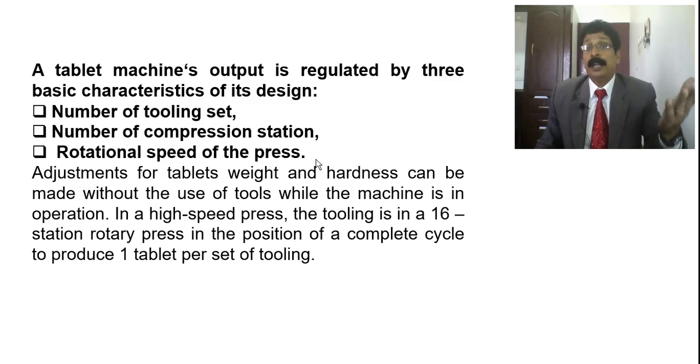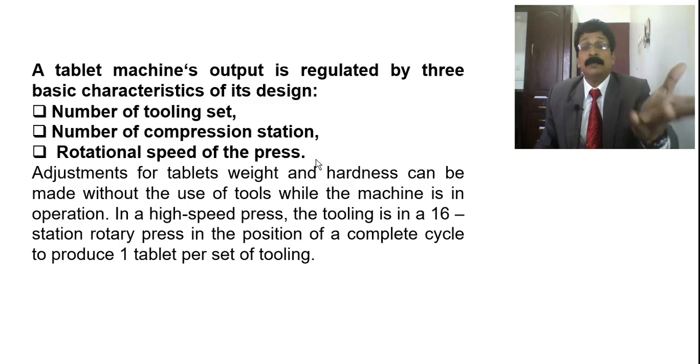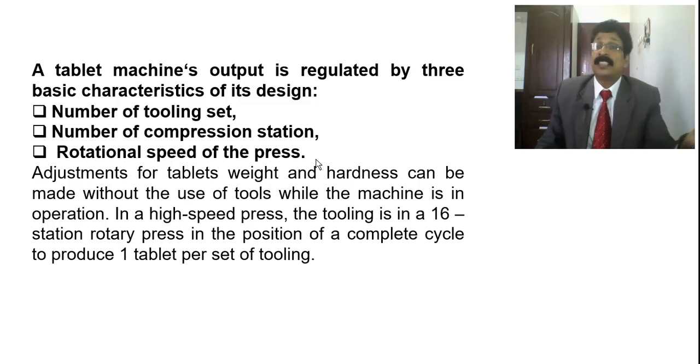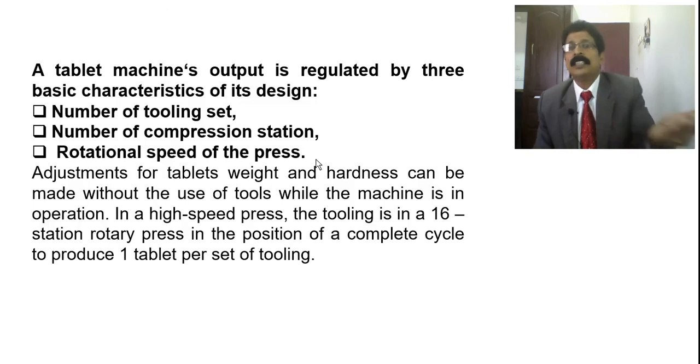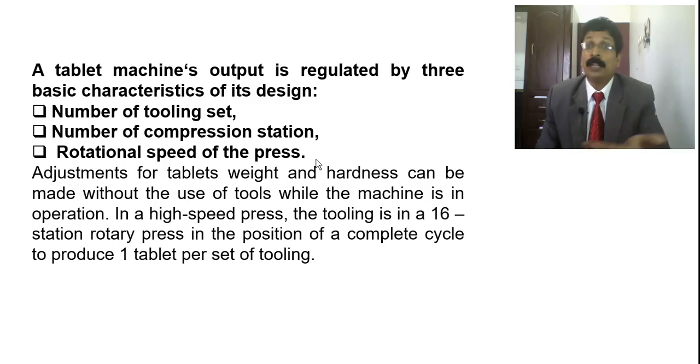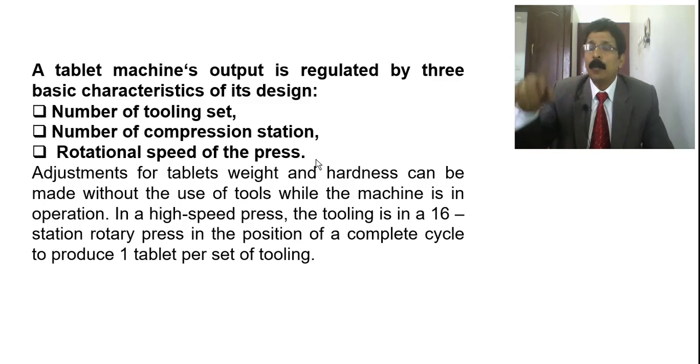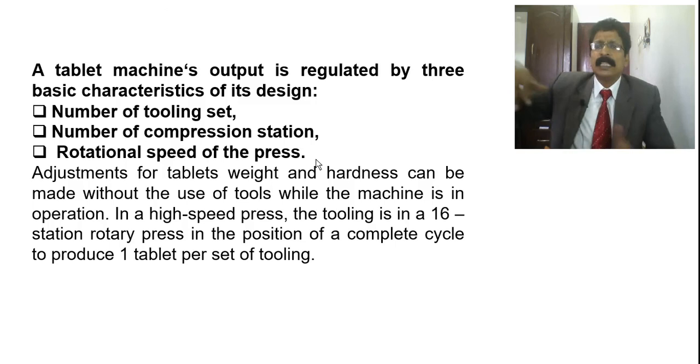When I went to Bombay, they asked me the question: why do you have an odd number of stations in certain machines, whose numbers are 45, 75 and 85, while even numbers like 16 and 32 are available in the rotary machine when there is only one compression? The answer is that when you are doing one compression, the pressure is given on one side only.